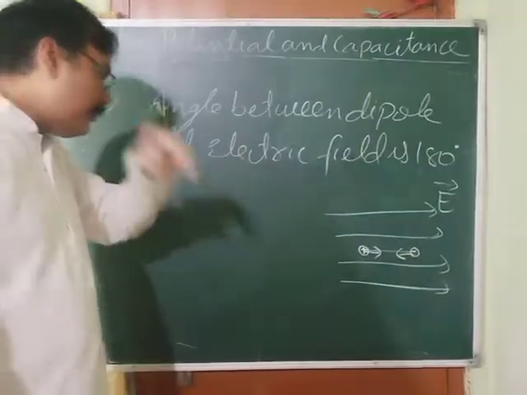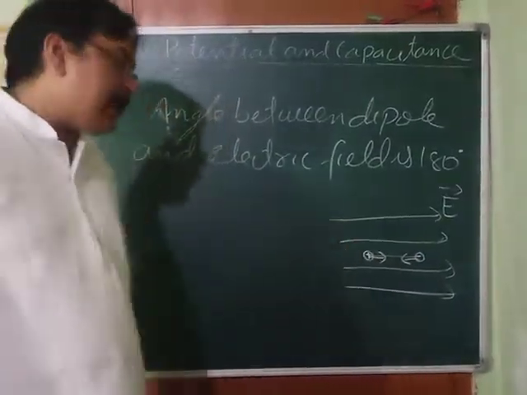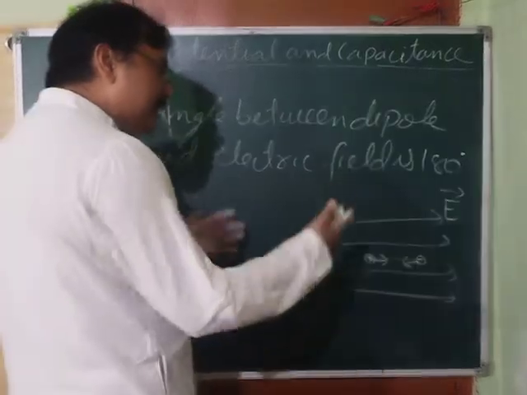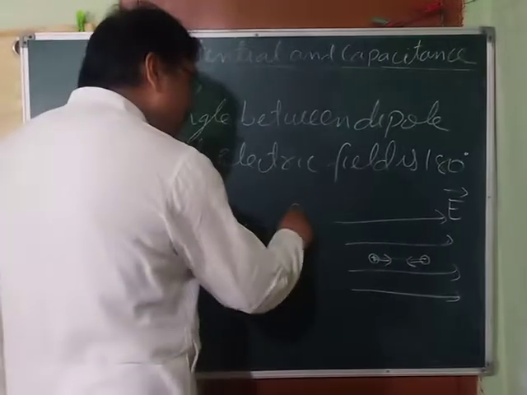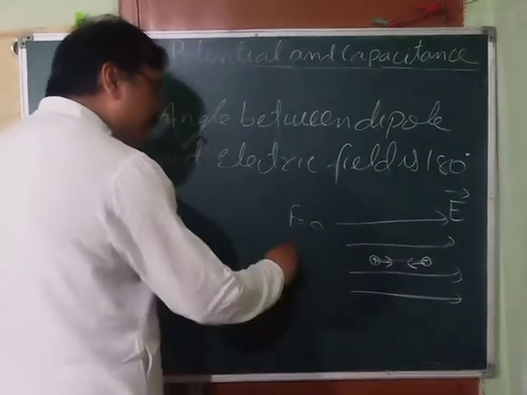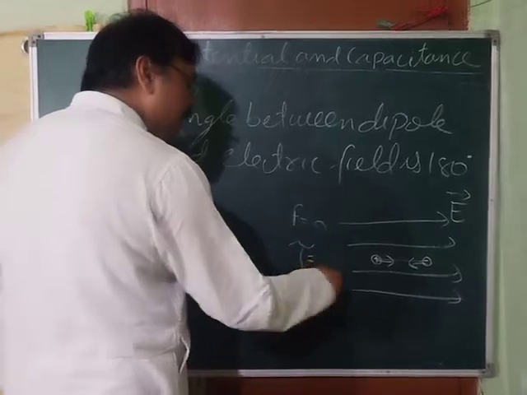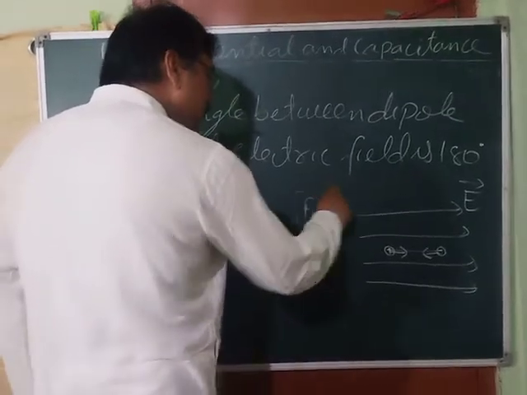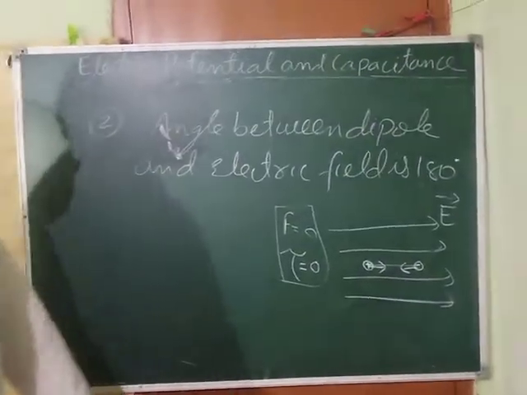Okay. And both forces are acting along the same line in opposite directions, and they are equal in magnitude. So the net force is how much? 0. What about the net torque? As they are acting along the same line, 0. So it is in a stable position, an equilibrium position.